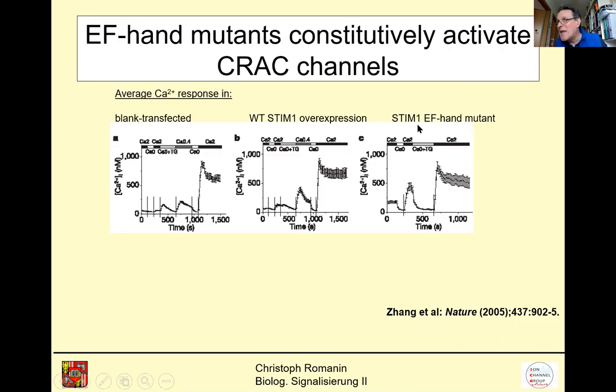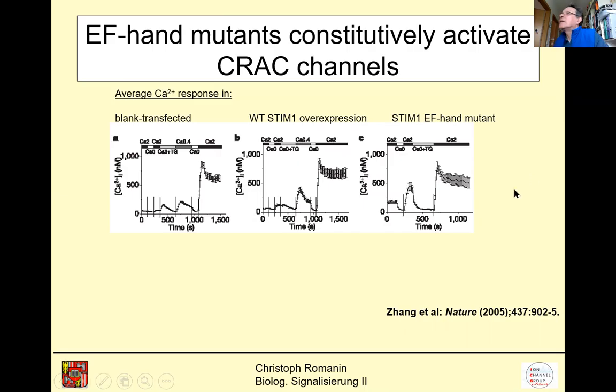Meaning an EF hand mutant of STIM has been generated where the EF hand has been affected in a way that it cannot bind calcium anymore. So there is no calcium sitting there, leading to a state that looks like the stores are already depleted, although the stores are full. The EF hand is disturbed in a way that it cannot bind calcium anymore, although the stores are full.